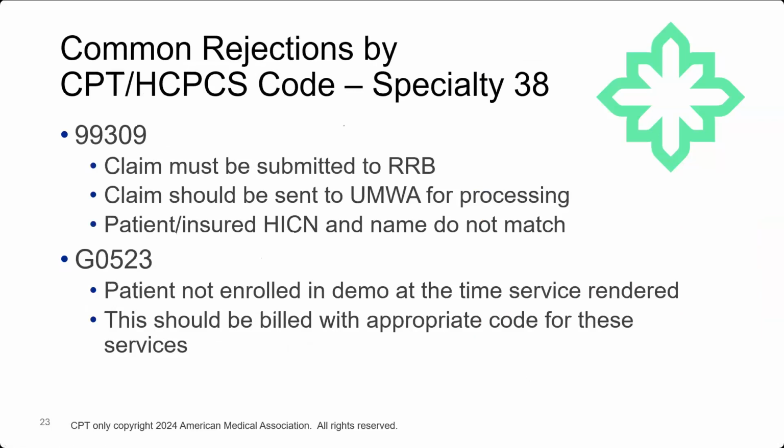This represents the service and the reason we are rejecting these claims for Specialty 38. The number one reason why 99309, which is a subsequent nursing facility care for patients with high complexity health conditions and so on and so forth, the number one reason we're rejecting those claims is because the claim should be submitted to the Railroad Board, not to WPS. Let's look at the second most common rejection reason. Claims should be submitted to United Mine Workers of America. Okay, those are both eligibility issues.